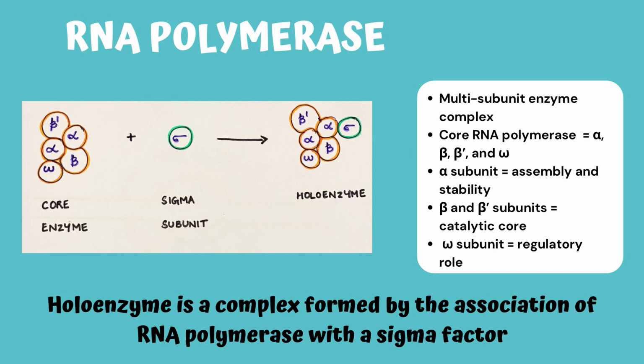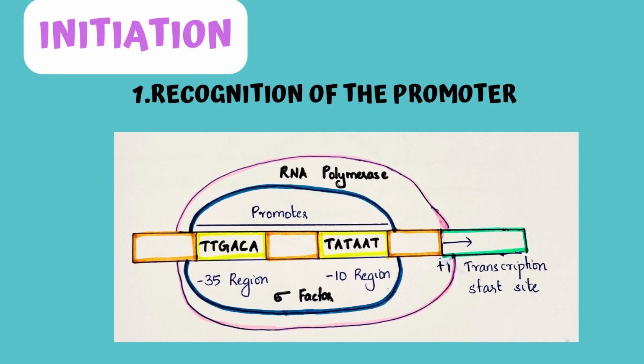RNA polymerase holoenzyme is a complex formed by the association of RNA polymerase core enzyme with a sigma factor. Sigma factor is a regulatory protein. It facilitates the accurate positioning of RNA polymerase at the transcription start site. Transcription involves 3 steps: initiation, elongation and termination.